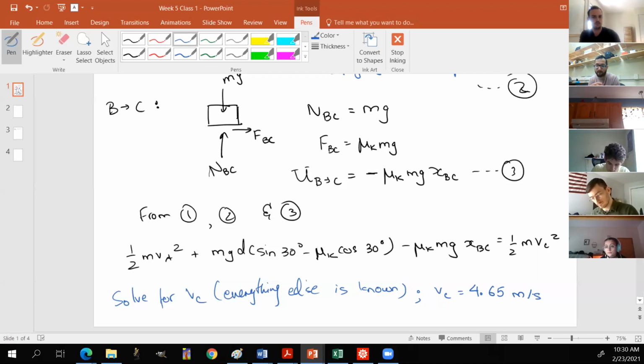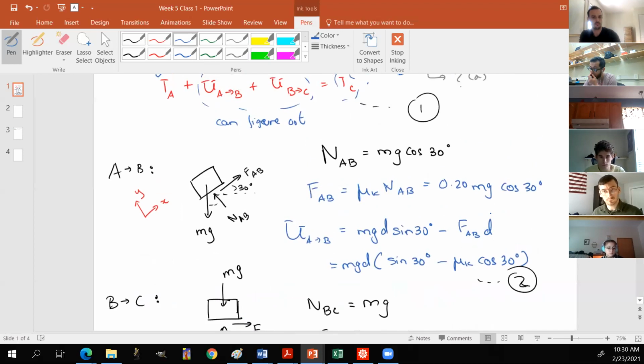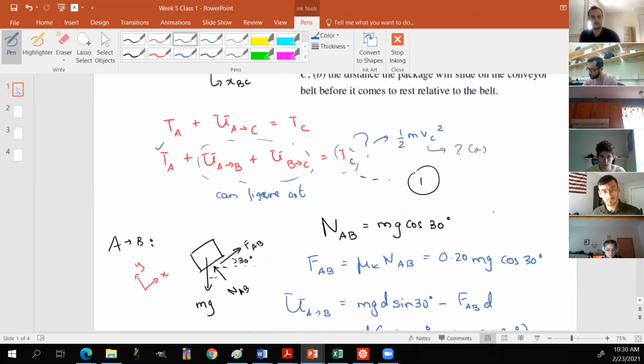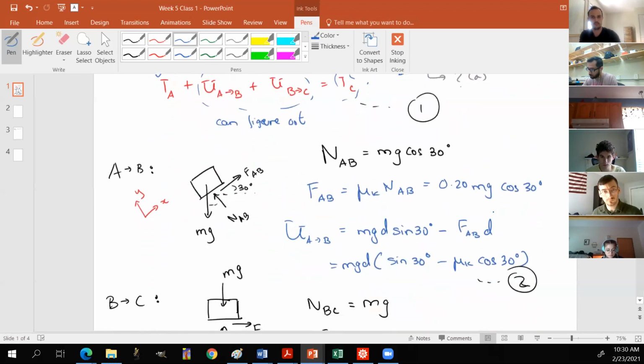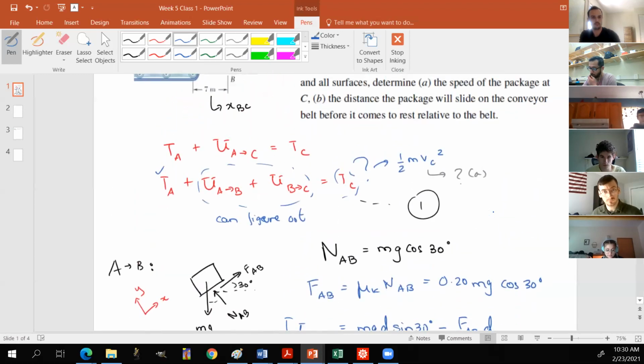Questions, guys? Sorry, quick question. Yeah. Sorry, for the free body diagram from A to B, is the displacement in a different way? Is it going down? Yes, it's going down. Wait, was that you drawing it upward? Where did I draw the displacement upwards? Wait, so the F_AB is going to be the same direction as the x side, right?